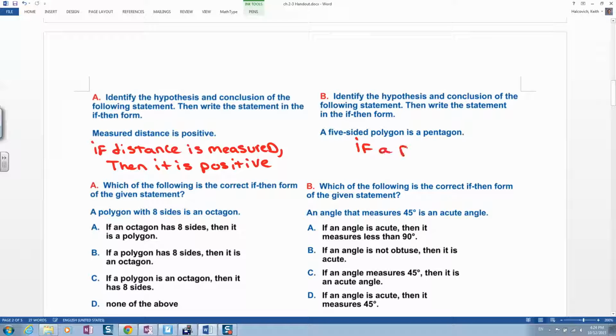Here's another one. If a polygon has 5 sides, then it is a pentagon.